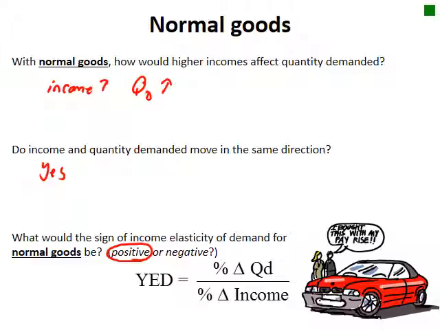So normal goods. So higher incomes. So we know that if income goes up, we know that quantity demanded is going to go up. Do they move in the same direction? Yes. So it's going to be a positive sign for normal goods. And the same thing, if income goes down for a normal good, your quantity demanded would also go down.